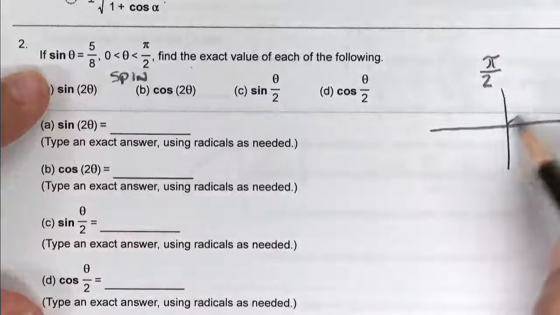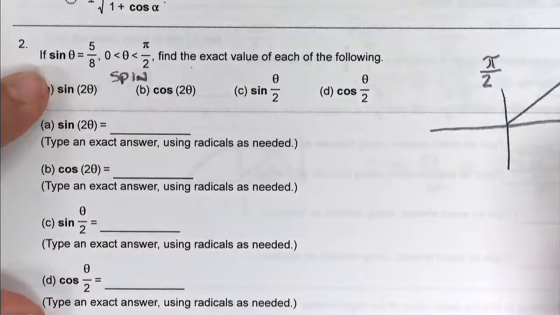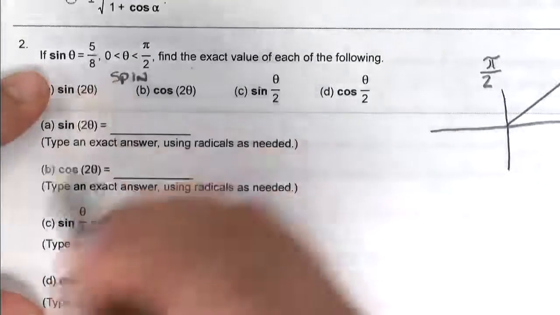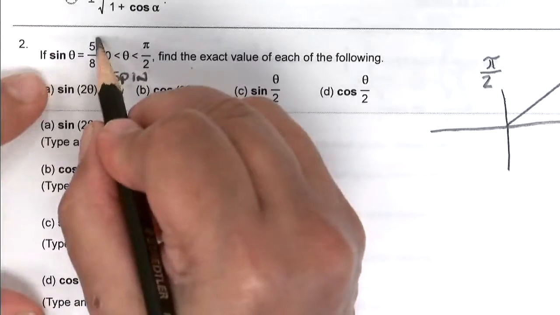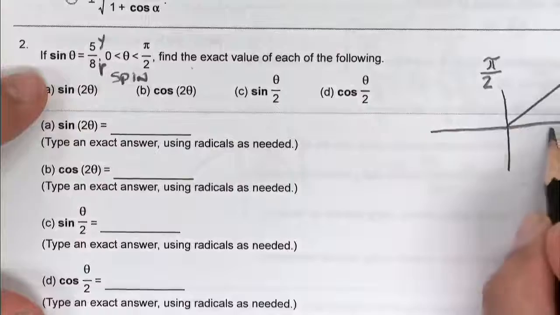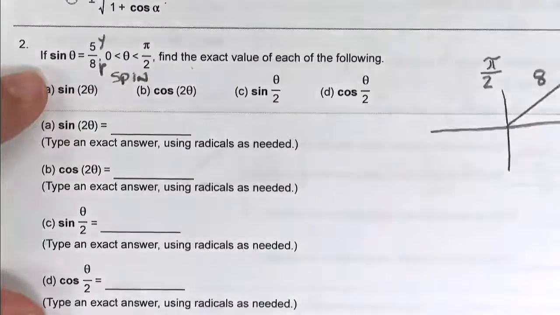Here's my spinning arm. It represents the hypotenuse. Drop to the nearest x-axis. Put these numbers on the triangle. So let's see. Sine is y over r. So this represents the y. This represents the r. And then you should go and get the piece that's missing.